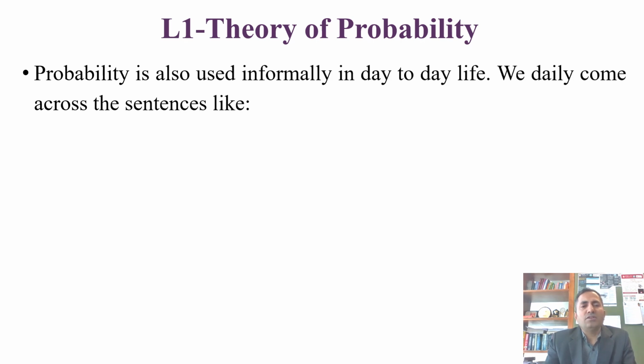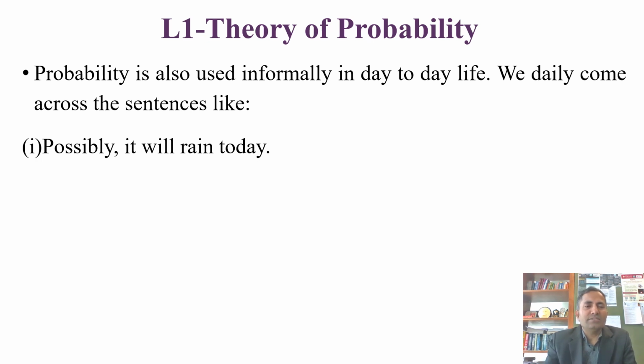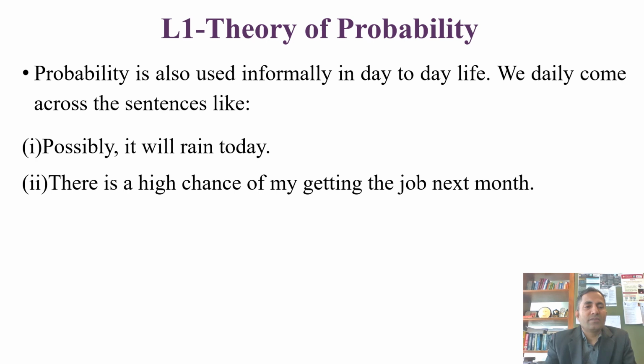So probability is also used informally in day-to-day life. We daily come across sentences like: possibly it will rain today, right? Possibly the sun will rise in a good manner. There may be fog, possibly. There is a high chance of my getting the job next month.